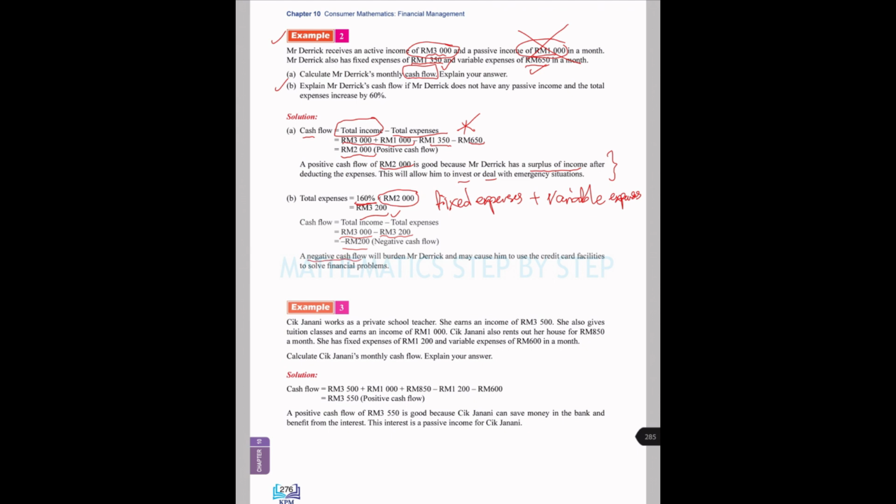This will burden Mr. Derek and may cause him to use credit card facilities to solve financial problems. So it is very important for us to manage our finances effectively. We must always try to maintain a positive cash flow.